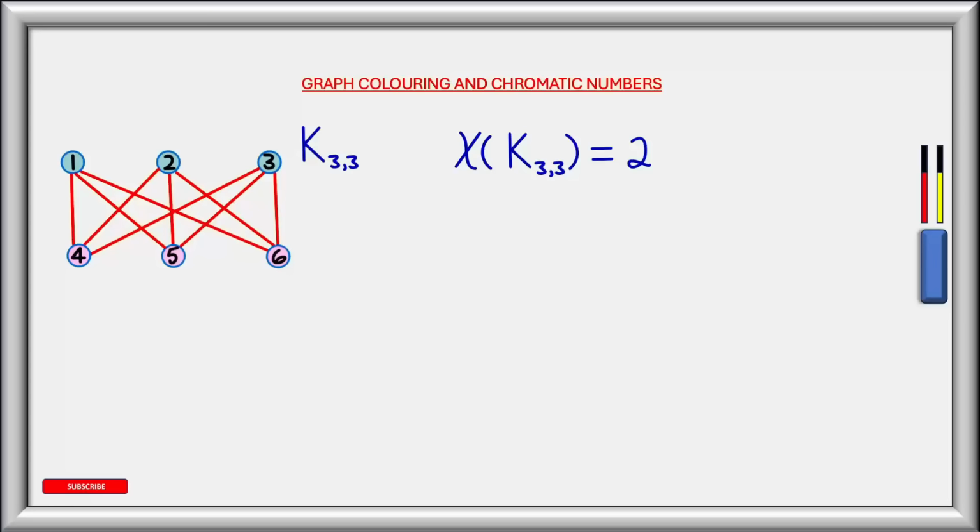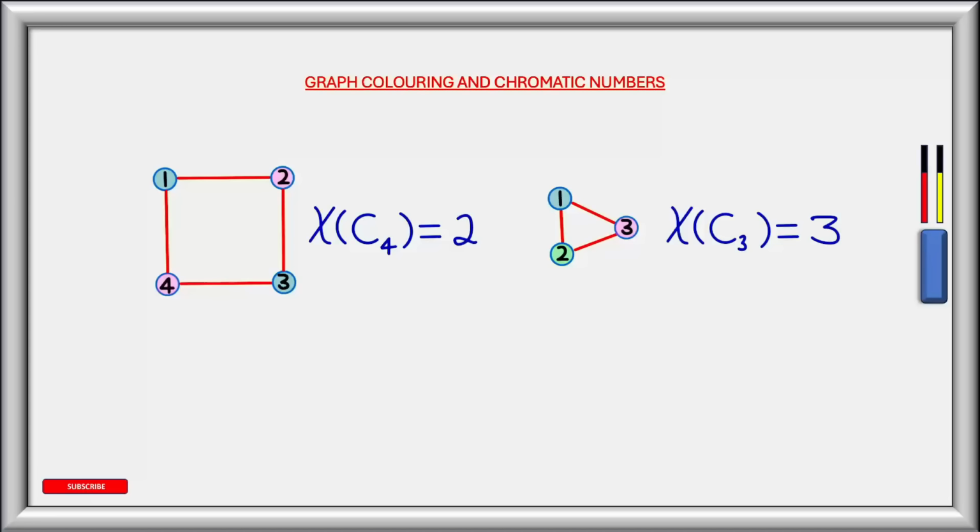I've drawn a complete bipartite or K33 graph on the board. In this type of graph, vertices are split into two sets, and no two vertices within the same set are adjacent. And because of this, we only need two colors to color the graph. So in this case, chi of the K33 graph is equal to 2. So its chromatic number is 2, indicating that only two colors are necessary.